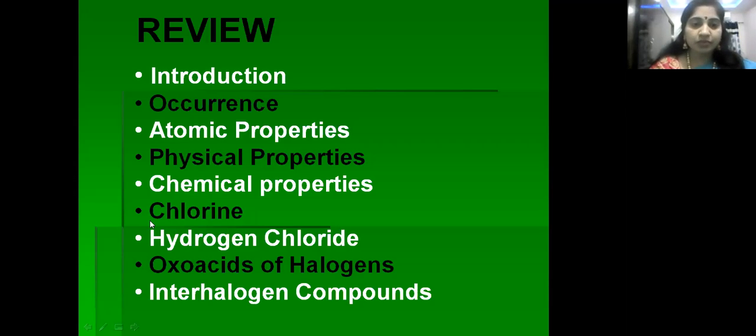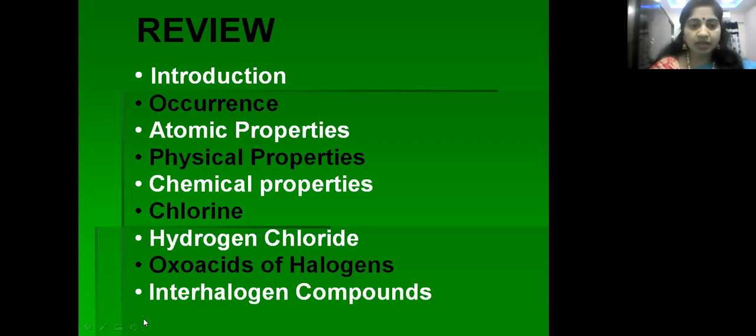And after that, we'll discuss chlorine. Its preparation, properties, and uses are very important from your examination point of view. Next, hydrogen chloride, its preparation, properties, and uses, and some oxo acids of halogens, and after that interhalogen compounds. So these are the subtopics in 17 group elements.